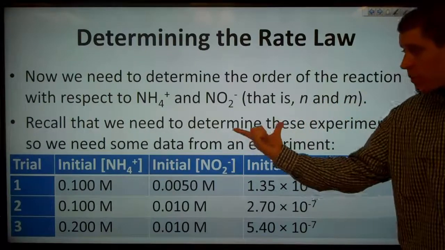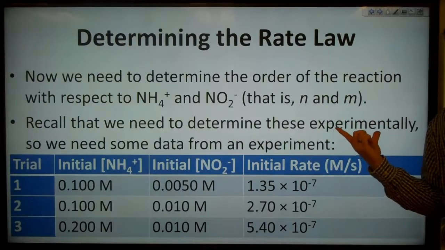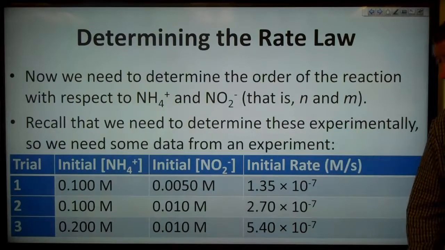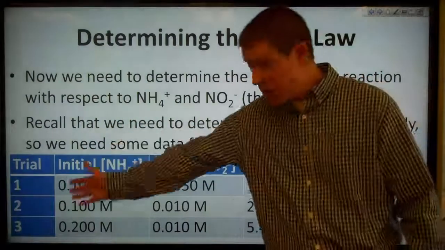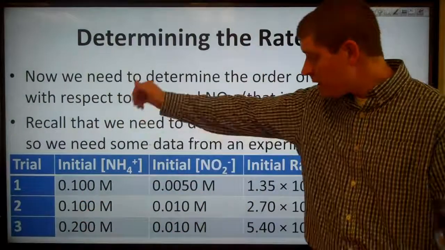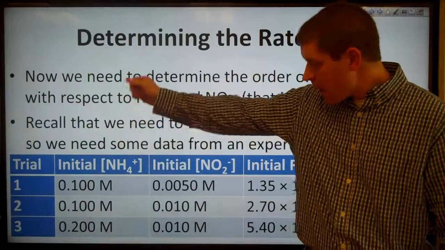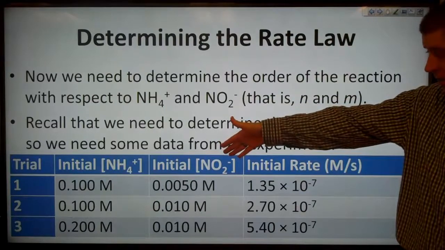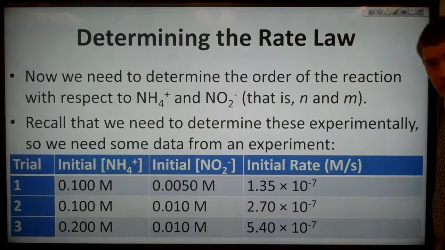So remember that we need to determine these experimentally. We can't do this just by looking at the reaction. So we need some data from some experiment. So let's pretend that I've done an experiment, and let's say I've done 3 trials where I varied the initial ammonium concentration and the initial nitrite concentration, and I measure the initial rate of the reaction.